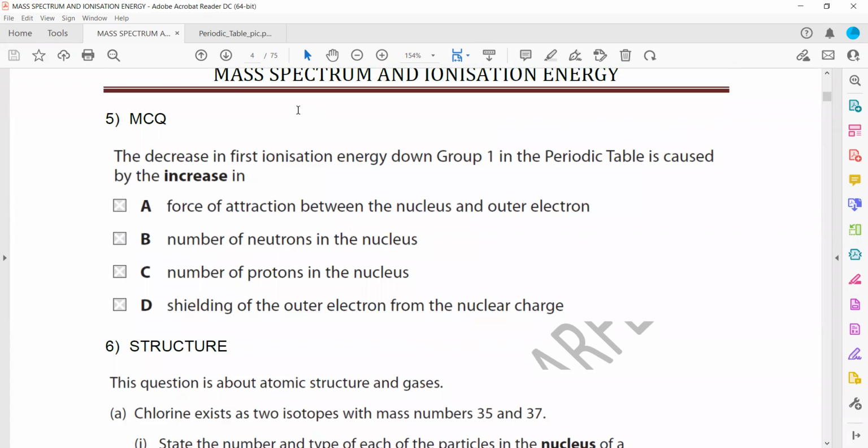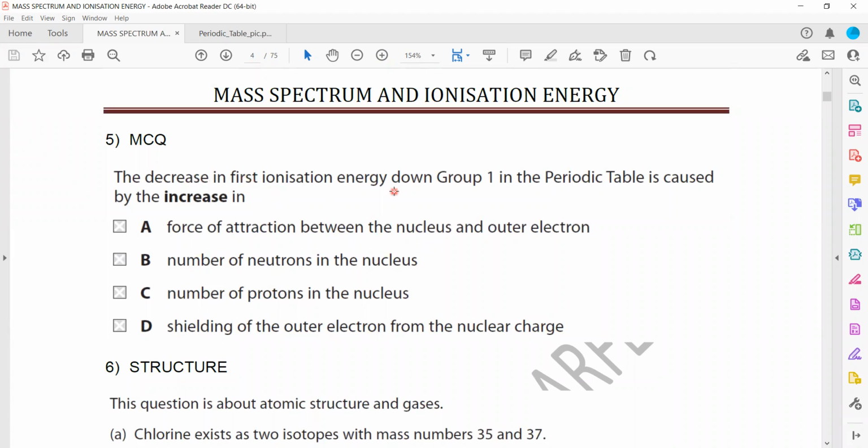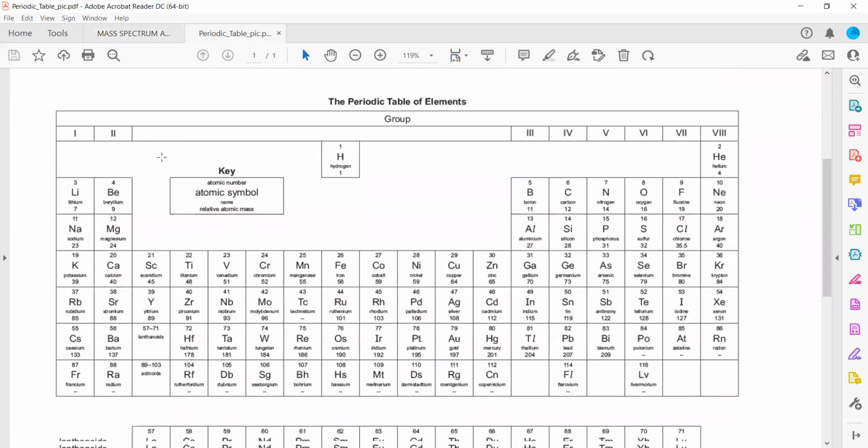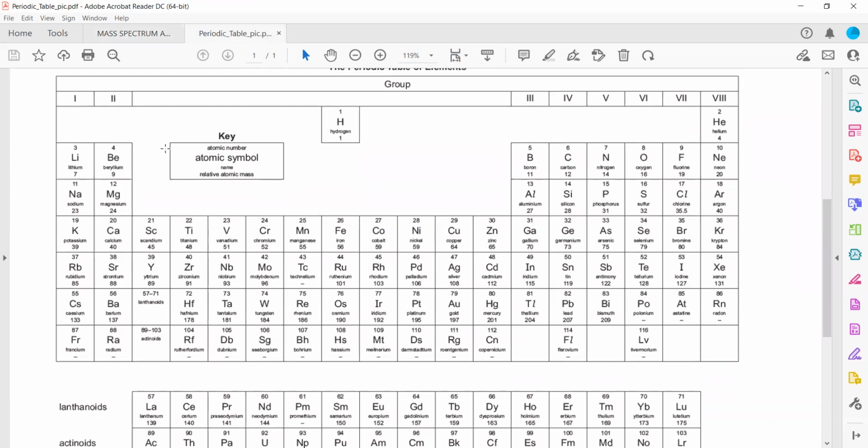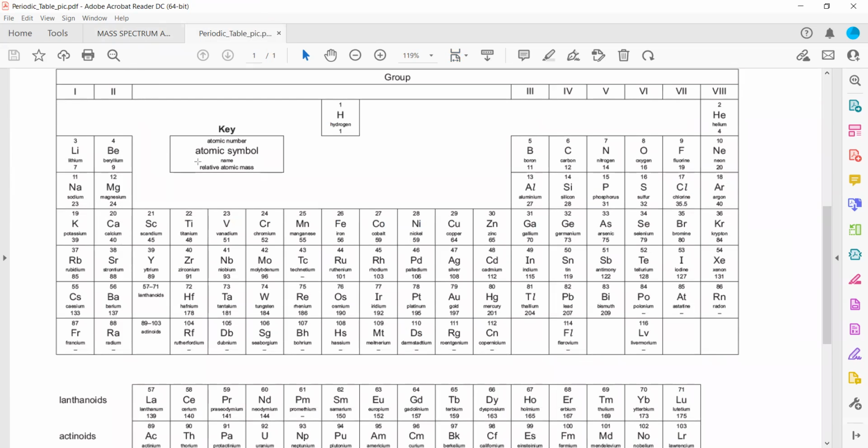In question 5, the decrease in first ionization energy down a group in the periodic table is caused by increasing what? So as we move down any group, we find the ionization energy decreases. So what could be a reason for that? Why is there a decrease in ionization energy as we are moving down the group? So lithium, sodium, potassium, rubidium, cesium, francium. But as we go down in this group, we find that the ionization energy decreases. So what is increasing that causes a decrease in ionization energy?